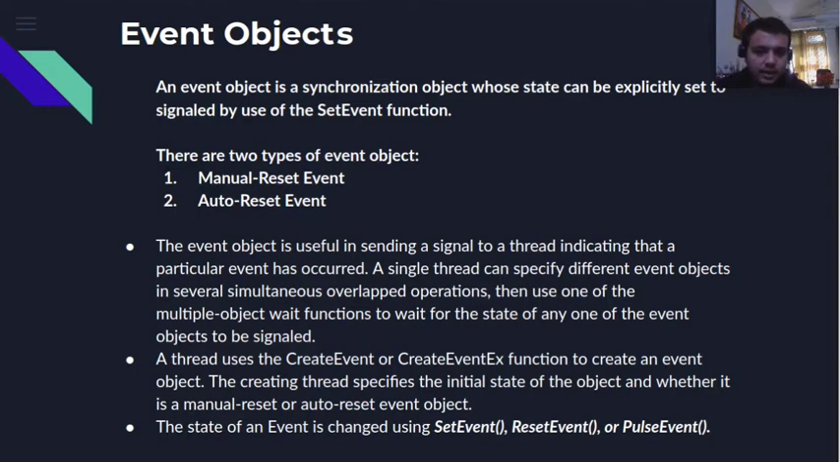A single thread can specify different event objects in several simultaneous overlapped operations, then use one of the multiple object wait functions to wait for the state of any one of the event objects to be signaled.